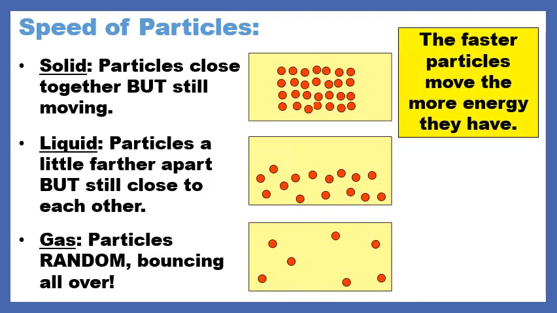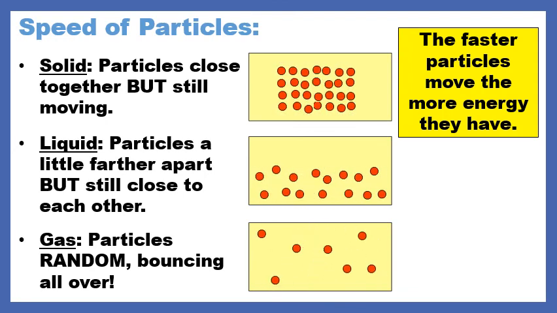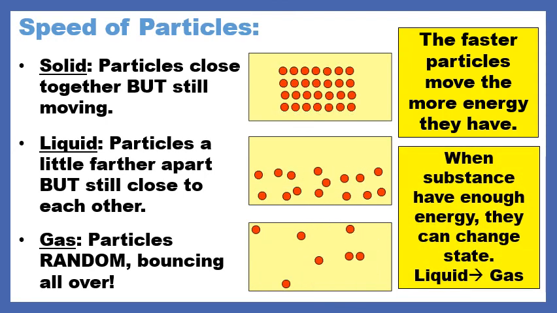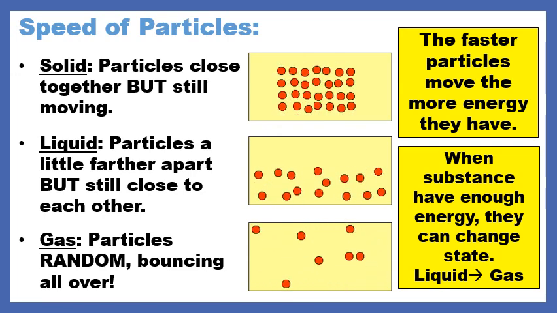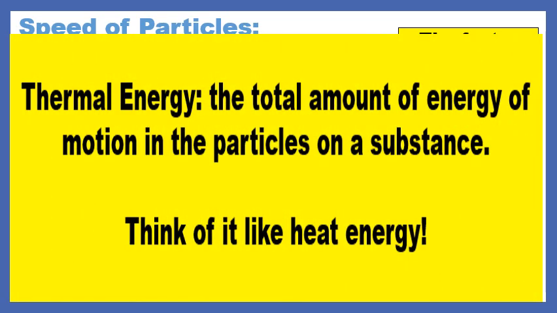So, the faster particles move, the more energy that they have. And when a substance has enough energy, they can actually change state. Like, for example, if I bump up the energy in a liquid, it will evaporate to the gas phase. So, I want to introduce a vocabulary word to you called thermal energy. And thermal energy is the total amount of energy of motion in the particles of a substance. I think I have a typo on a substance, but whatever, you got it. So I want you to think of it like heat energy.